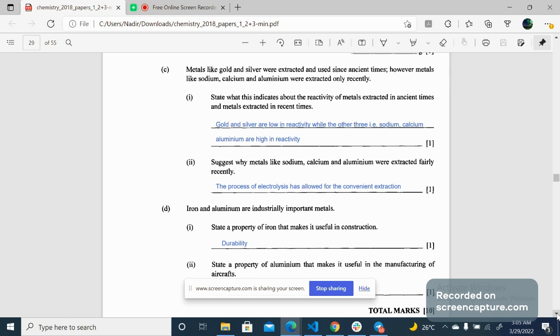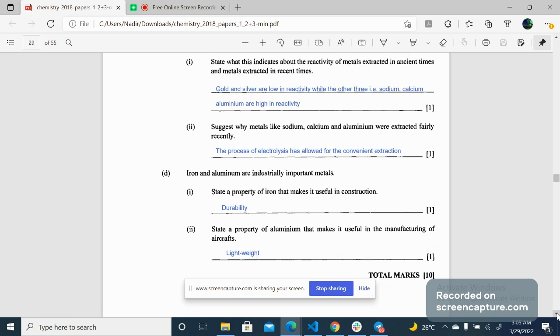Okay, iron and aluminum industry. Then we have this subsection D: iron and aluminum are industrially important metals. So why is iron so much used in the construction industry? One of the properties being asked, although there are many properties of iron and many reasons why it is used in construction, is durability. Because this is only a one-mark question, we can say durability is something in favor of iron to make it a good candidate for the construction industry.